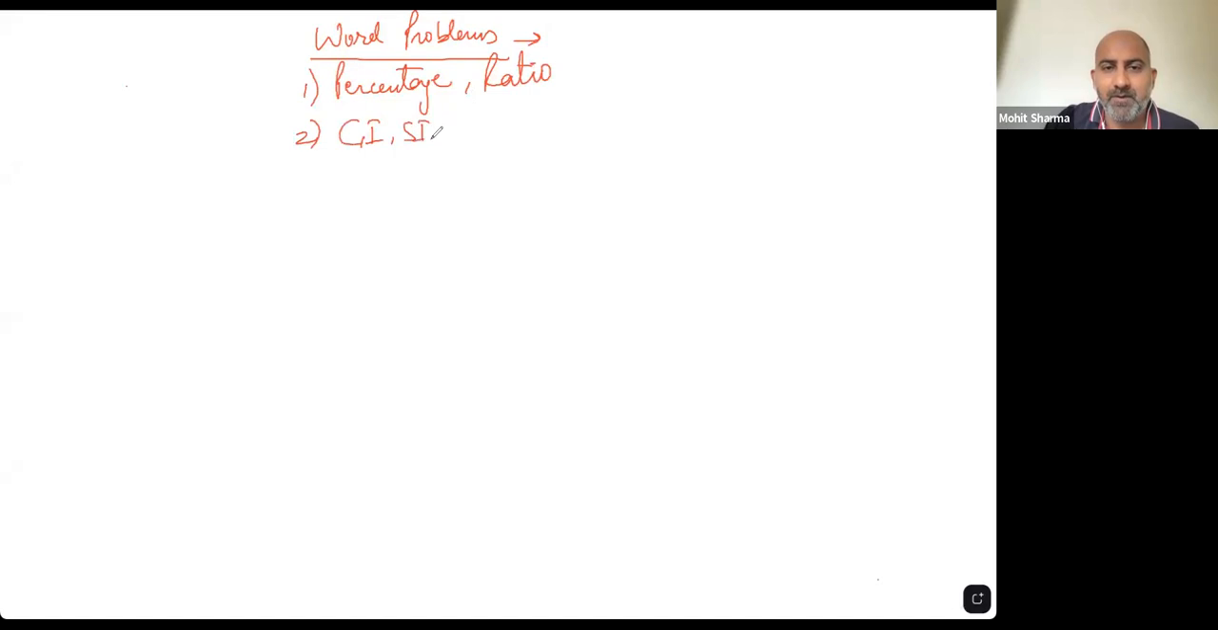So we're going to start with word problems. There are 4-5 topics that we'll cover. We'll cover percentage, ratios. Then we'll cover compound interest, simple interest, Venn diagram. Then we have time, speed, distance, work rate.